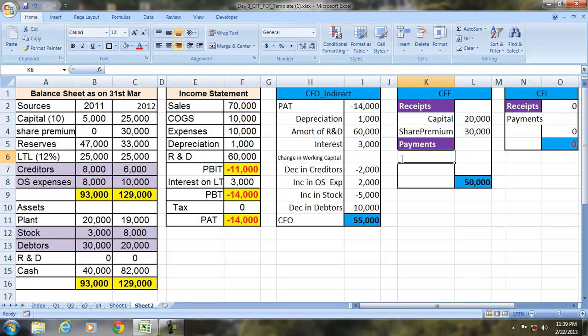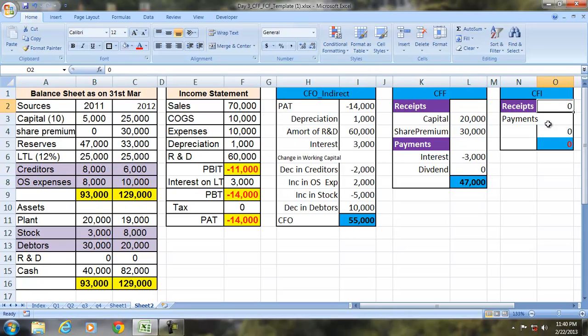The payments here are with respect to interest. So interest is 3,000, and for dividend, in this case the company has a loss, so no dividend has been paid, so the dividend will be 0. So the cash from financing decision is positive 40,000.